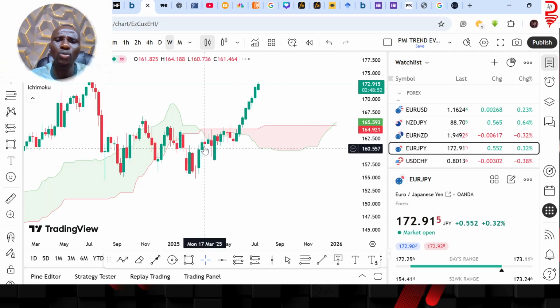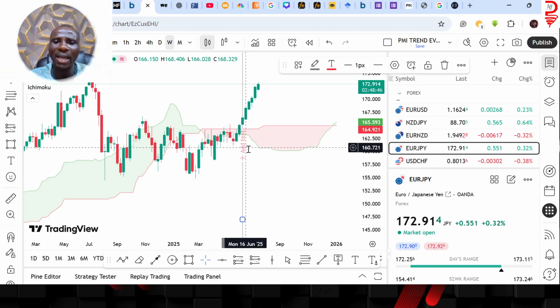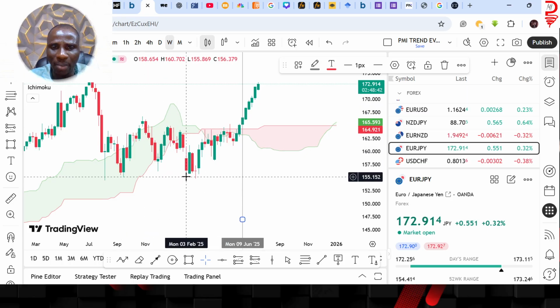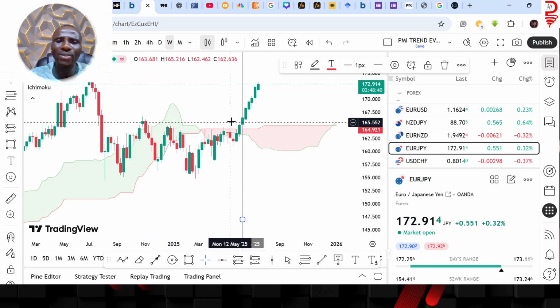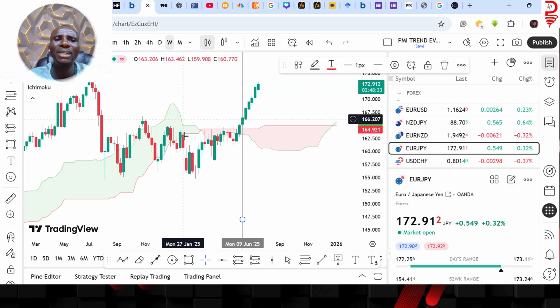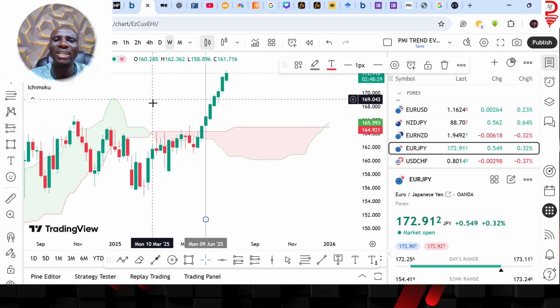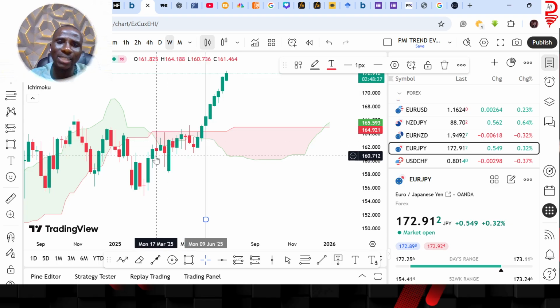Now, suppose you want to trade this pair. You are expecting that if you want to buy, the directional bias should be a buy. If you want to sell, the directional bias should be a sell. In this case, from 9th of June 2025, the currency pair EURJPY has been on a buy directional bias.